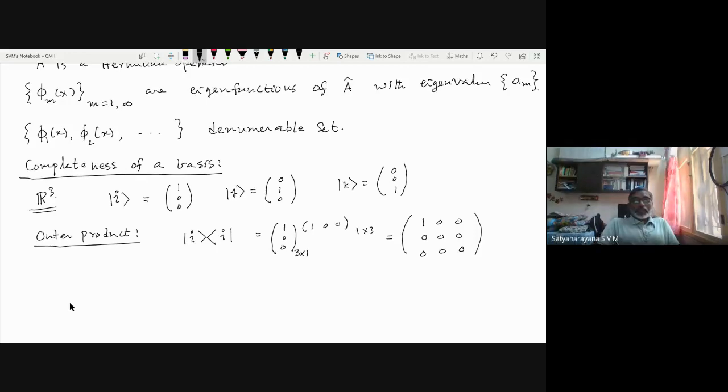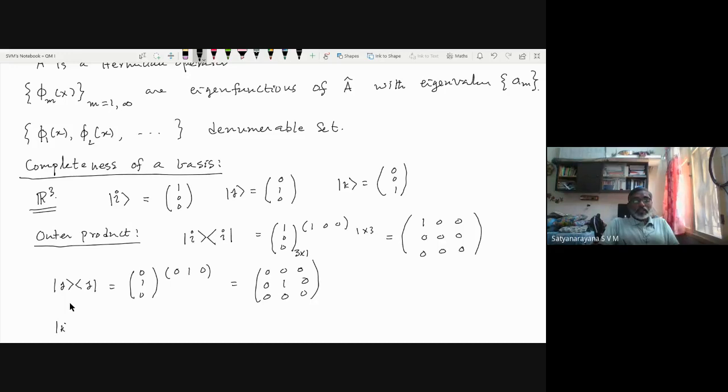Now, if you ask what is J outer product J, then you have 0, 1, 0 and 0, 1, 0. That will be 0, 0, 0, 0, 1, 0, 0, 0, 0.